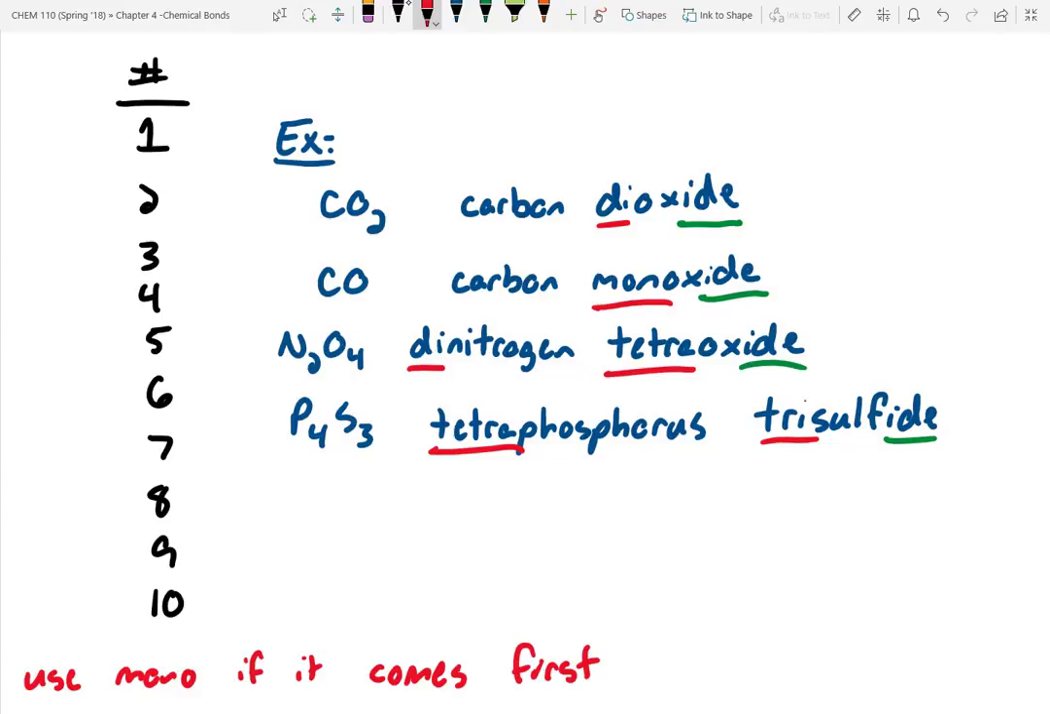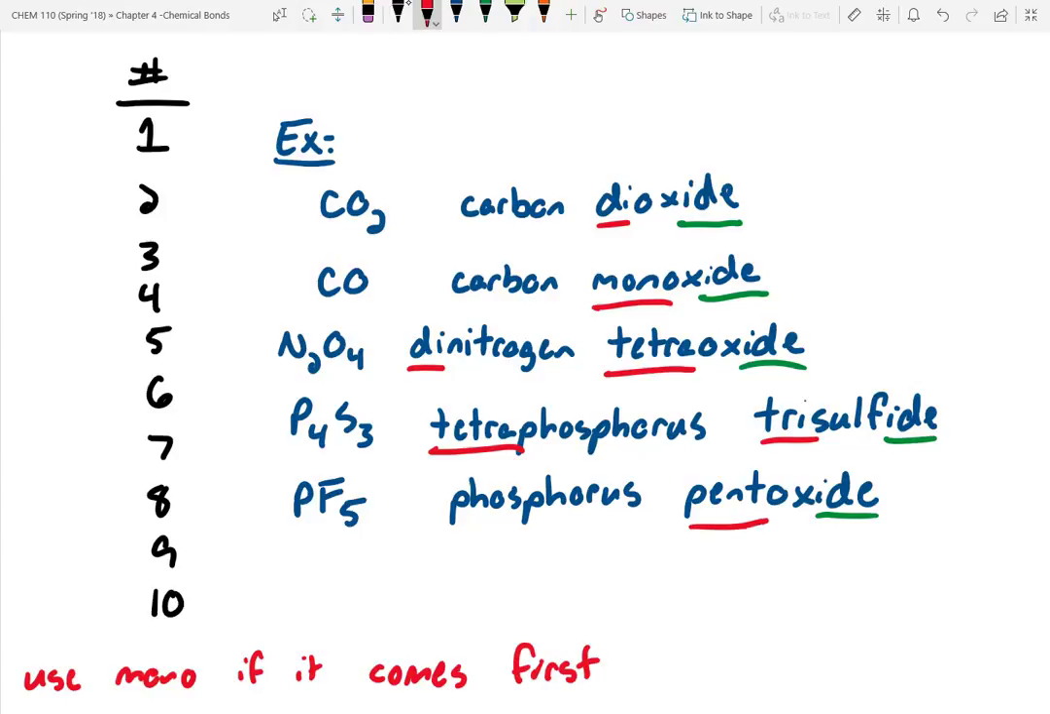Do you guys want to try a few more? What's that? PF5. All right, let's do that one. PF5. Let's try to name this one. Would it be monophosphorus? Nope, you don't need the mono, so just phosphorus. And then what would the last part be? Pentaoxide. Oftentimes that looks funny, so you just say pentoxide. Like I said, they change the spelling sometimes by a letter or two just to make it flow off your tongue better. So in this case, it'd be phosphorus pentoxide.